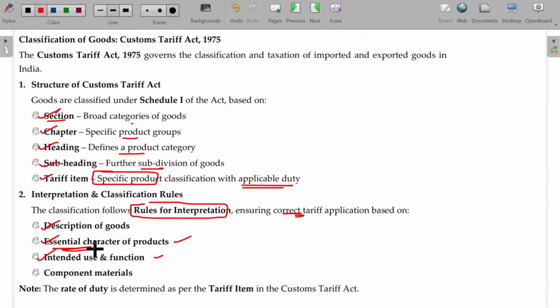Next, coconut oil. Then what's the essential character of the coconut oil? Edible purpose. Then it is considered as an eatable item. So based on either description is okay, then you finalize that. Else you can go for the essential character of the product or intended use, and what are the components in that material will also be a reason to classify that, right? And usually the rate of duty is determined based on the tariff item. Tariff item. That's how we can classify. Clear?